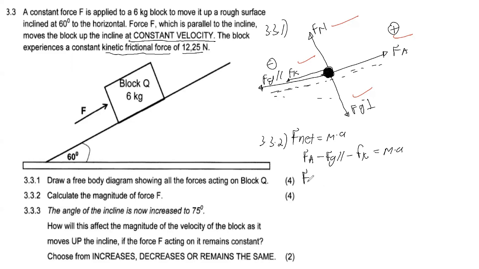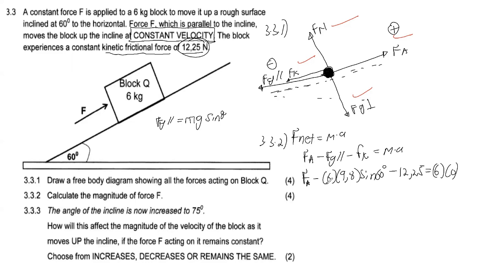So let's just write force applied. And then remember, FG parallel breaks down to what? mg sine theta. So let's just substitute in here. Our mass is 6 and our gravitational acceleration 9.8, then sine 60 degrees, minus the kinetic frictional force. We are told it's 12.25, so minus 12.25, and then is equal to 6 multiplied by 0 because of constant velocity. Remember, constant velocity means acceleration is 0.